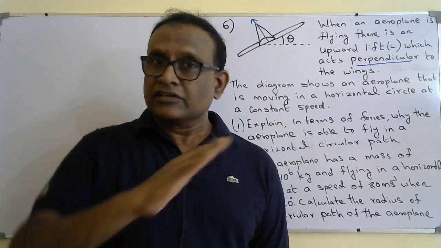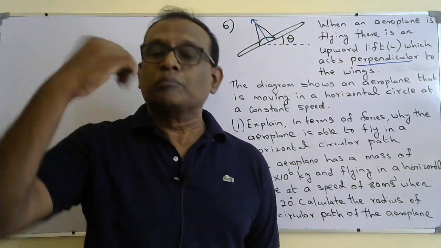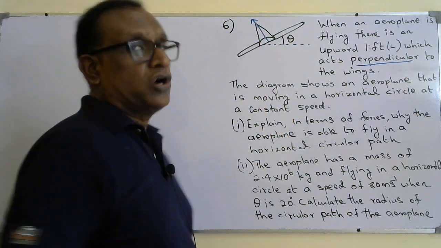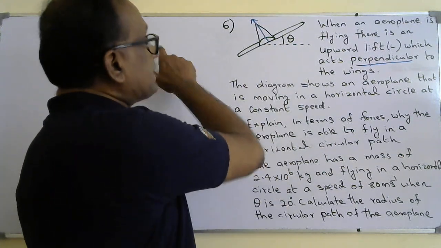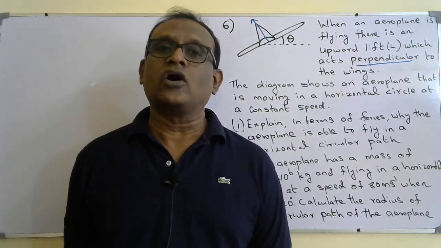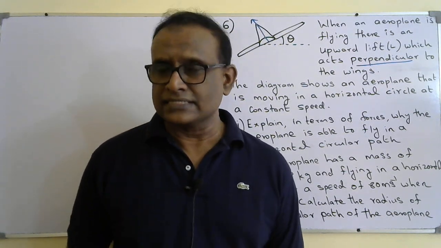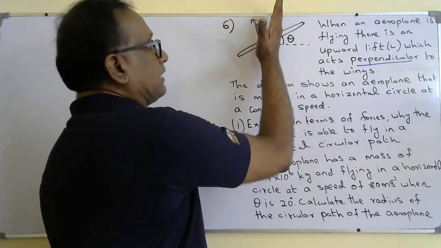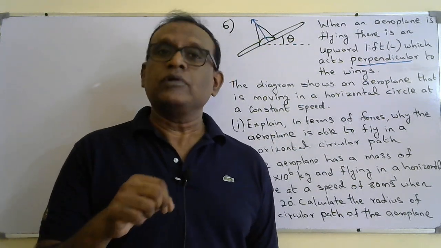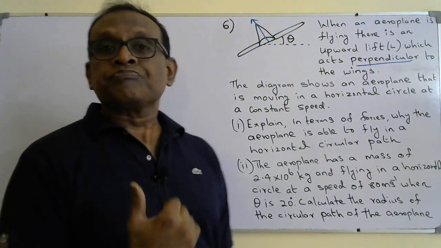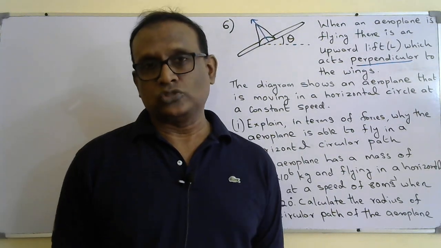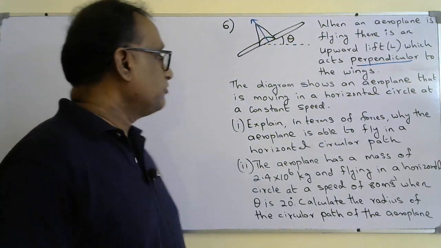So both must be satisfied. The vertical component of the lift should balance the total weight of the aeroplane. Then the horizontal component of the lift towards the center of the circular path will provide the required centripetal force. So the aeroplane will move on a horizontal circle. I'll tell it again: the vertical component of the lift will balance the total weight of the aeroplane, and at the same time the horizontal component of the lift will provide the required centripetal force for the circular motion. So it will move on a circular path. That's the answer for the first part.